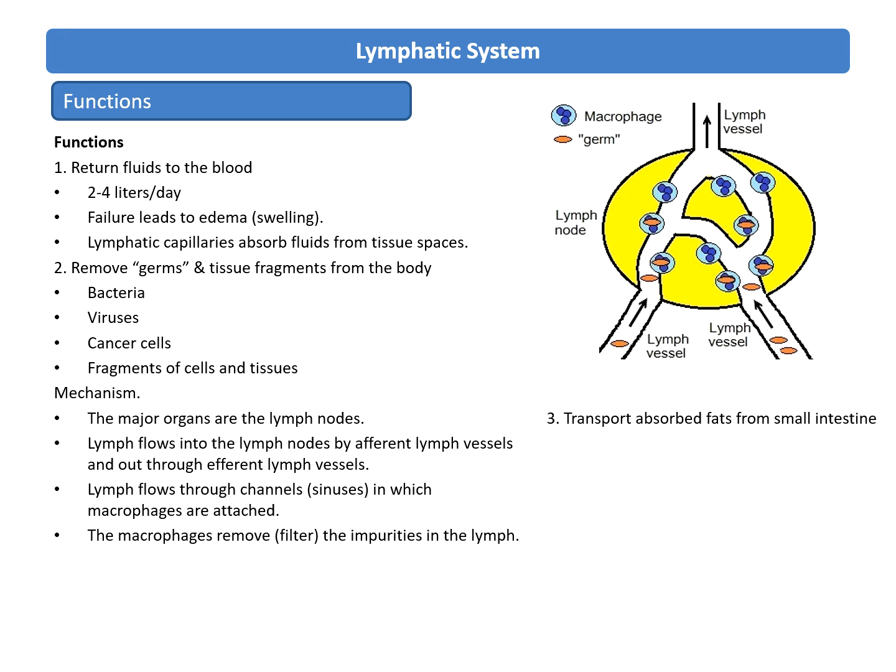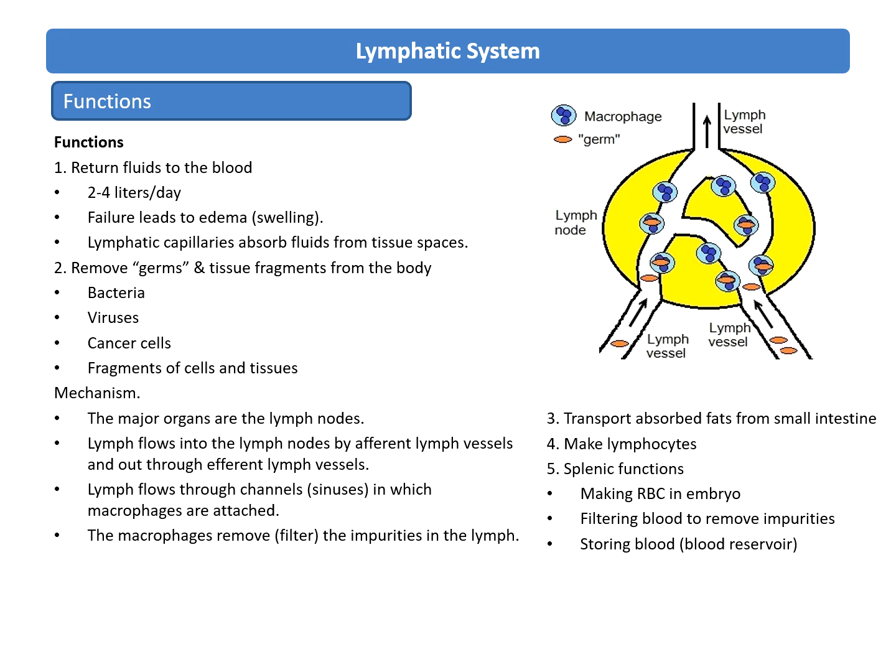Another function is transport of absorbed fats from the small intestine. We'll come to that when we discuss the digestive system. Yet another is to make lymphocytes. The spleen has certain special functions. It makes red blood cells in the embryo, for example. It also filters blood to remove impurities. It also stores blood, so in a way, the spleen acts as a blood reservoir.